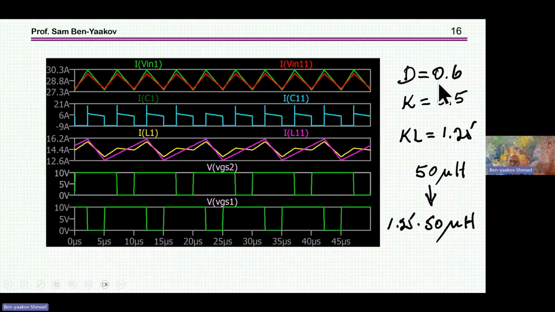For duty cycle 0.6, same story, nothing is changing. In this case, by the way, the ripple at the input is the same for the two cases, and the output also the same thing. Again, due to the interleaving, there is an advantage over one single inductor, of course. So overall, there is an improvement here, and this is just one point here.